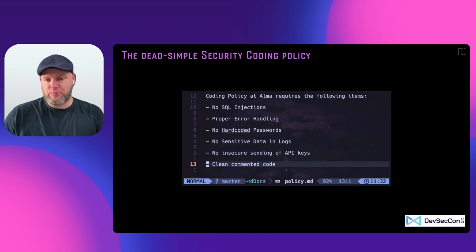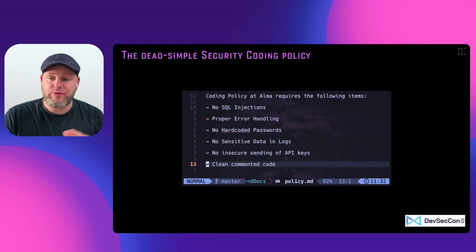And then here's the policy that we ran against it. And this is very rudimentary, as you can see. But what this essentially shows is we're basically saying to the AI, look, we don't want SQL injections. We don't want improper error handling. We don't want any of these things in our code. This is against our policy, so flag that if it happens.